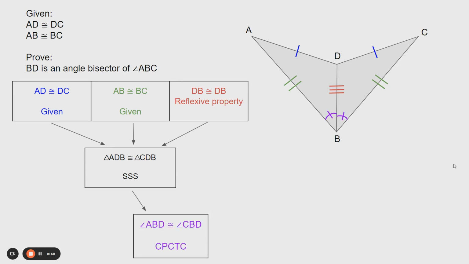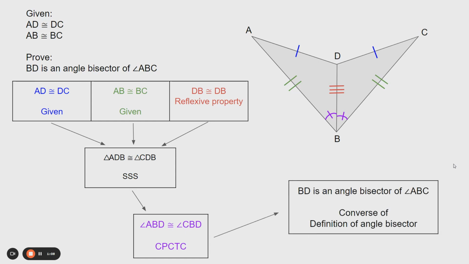And this means that angle ABD is congruent to angle CBD by CPCTC, meaning that BD is an angle bisector of angle ABC by the converse of definition of angle bisector, since the definition of an angle bisector is that it divides an angle into two congruent angles. So if we know that the angles are congruent, then that means it's an angle bisector.